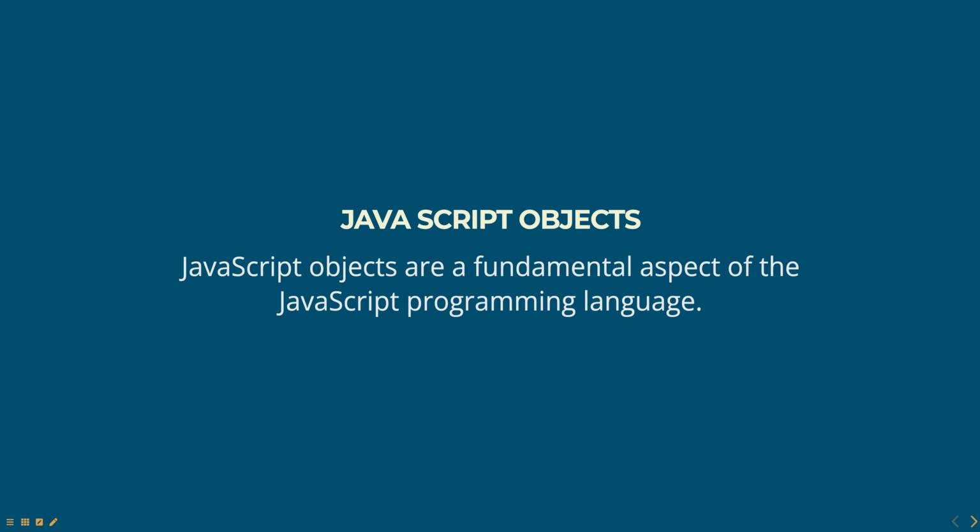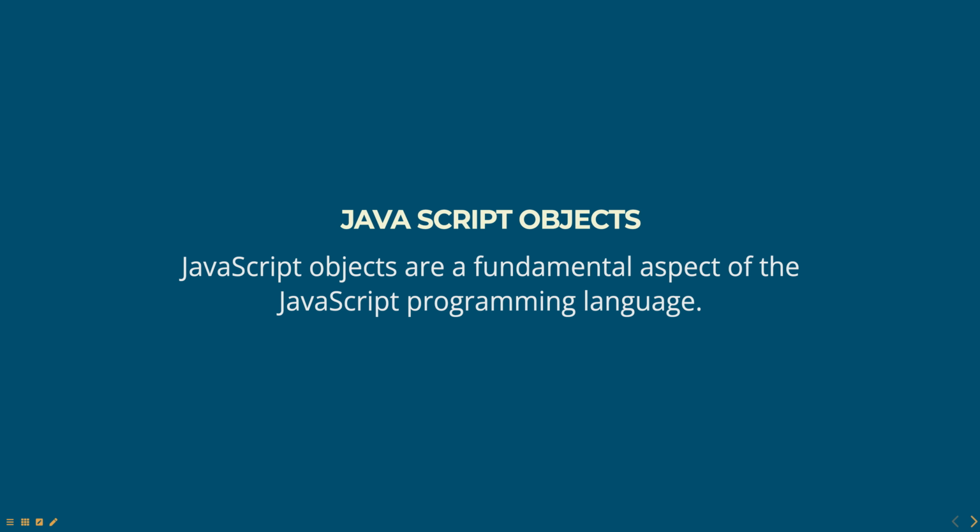JavaScript objects are a fundamental aspect of the JavaScript programming language. They are used to store and organize data and to represent real-world entities such as people, cars, and even web pages. JavaScript objects are similar to objects in other object-oriented programming languages in that they have properties and methods. Properties are values that describe the object, while methods are functions that the object can perform.